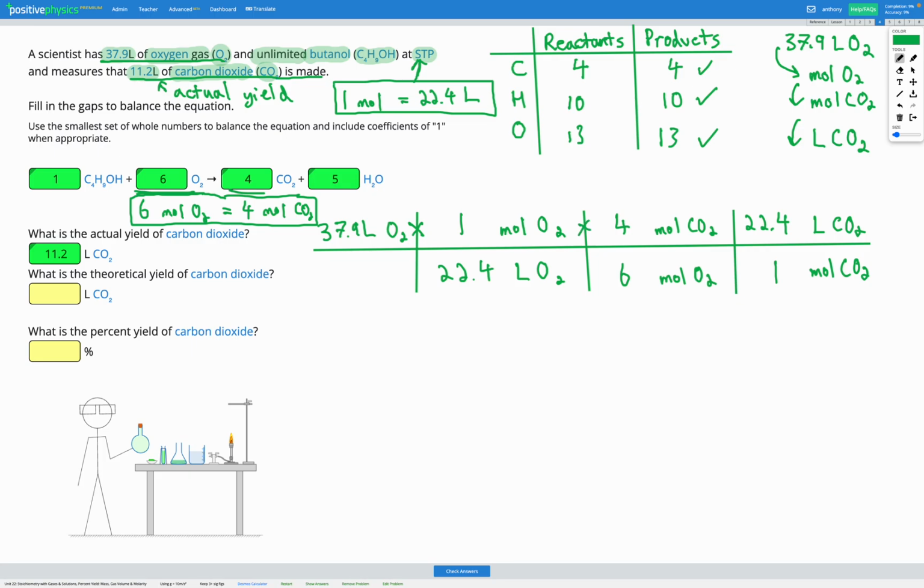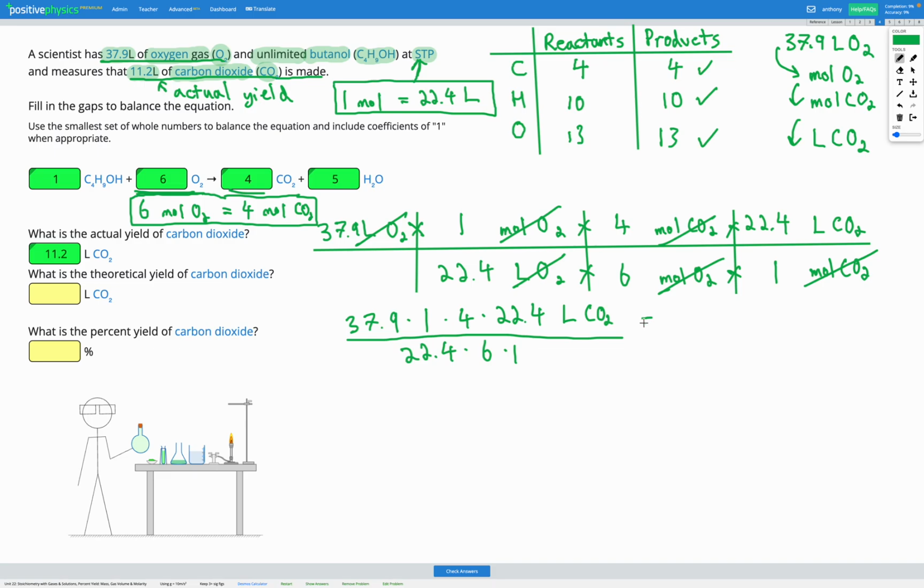So everything on the top is going to get multiplied together. Anything on the bottom is going to get multiplied together. We're going to divide top by bottom. So anything the same on the top and the bottom cancels. So liters of oxygen cancel, moles of oxygen cancel, and moles of CO2 cancel. So we're left with 37.9 multiplied by 1 multiplied by 4 multiplied by 22.4 liters of carbon dioxide. And we're dividing that by 22.4 multiplied by 6 multiplied by 1. So if we put that into our calculator, we're going to get an answer of 25.3 liters of carbon dioxide. That's our theoretical yield. So let's fill that in over here.